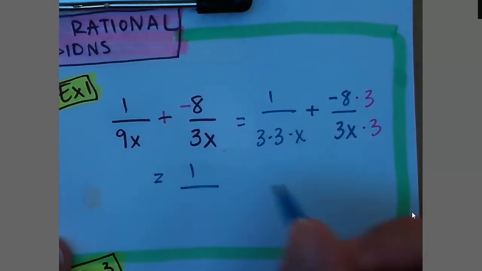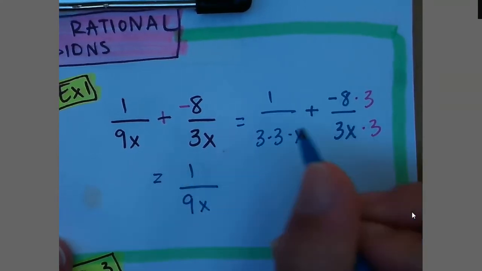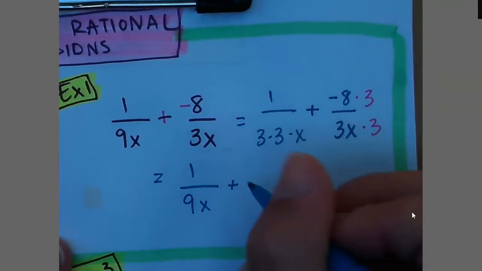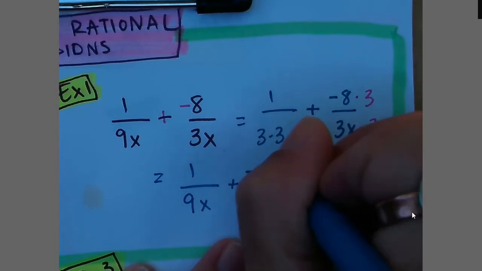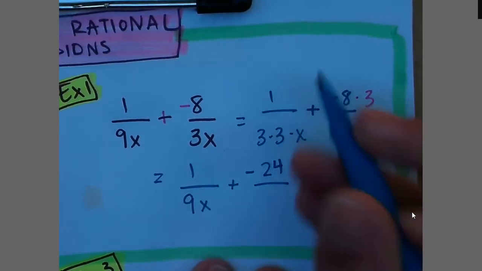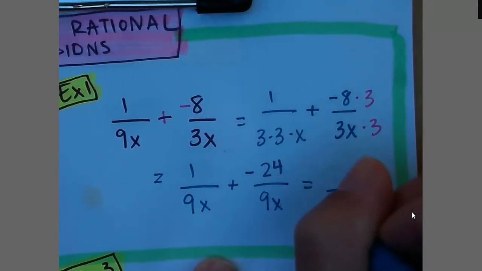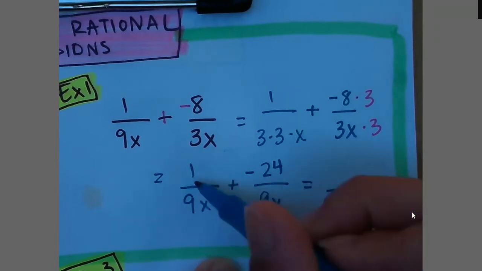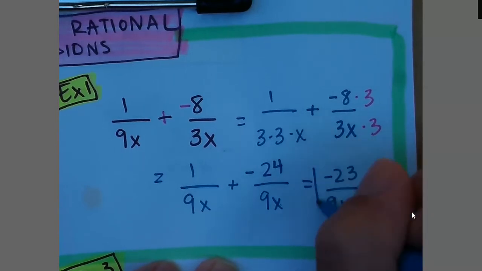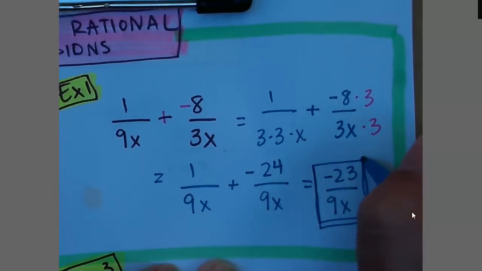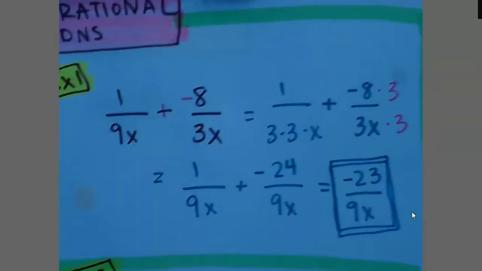So we're going to have 1 over, that is not a z, that's an equals, 3 times 3, which is 9x, and then plus negative 8 times 3 is negative 24. And then this is going to be 9x. And now we can just add across the top, leave the common denominator. Okay, 1 minus 24 is going to be negative 23. And since these do not reduce, this is your final answer.